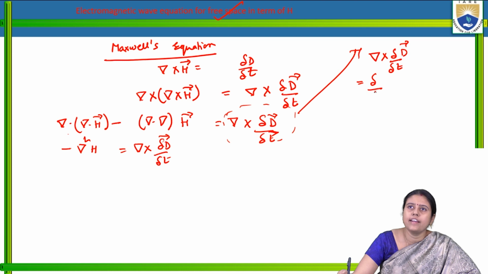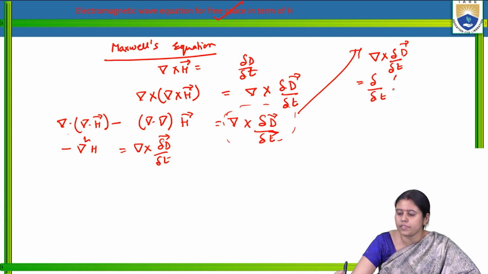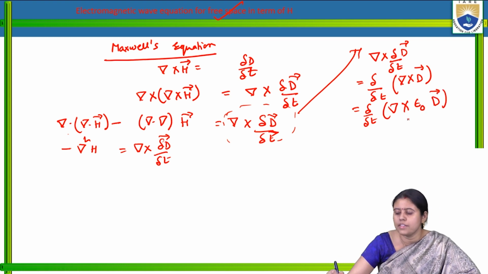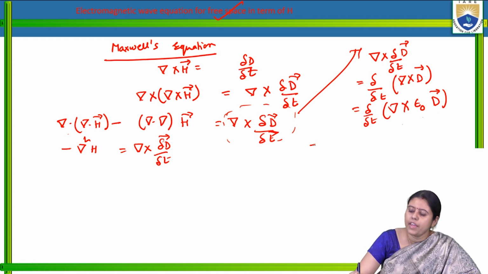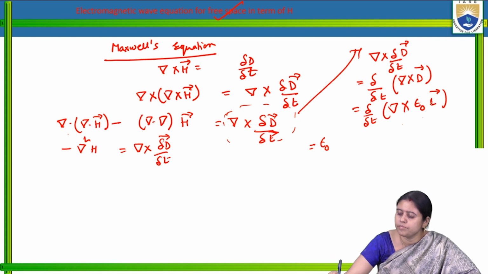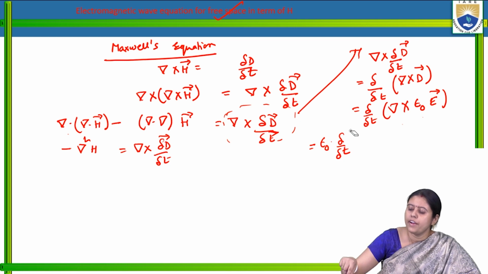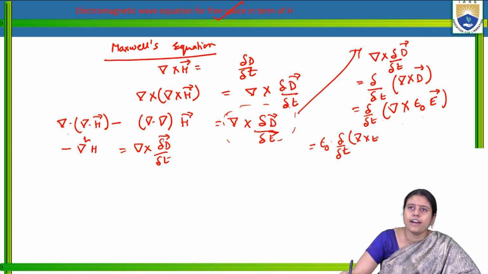We can rewrite it as del by del t of curl D. What is the meaning of curl D? Curl D is equal to curl of epsilon naught into E. I am writing epsilon naught because it is free space, and epsilon naught is a constant. So we can write del by del t into curl E.